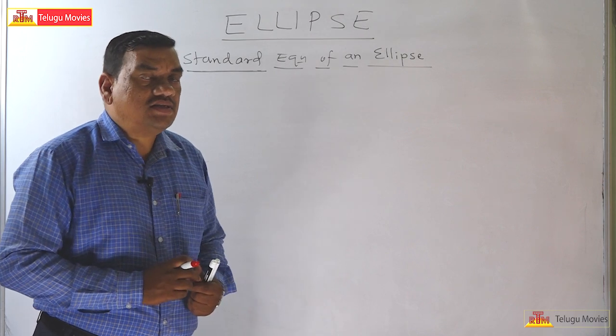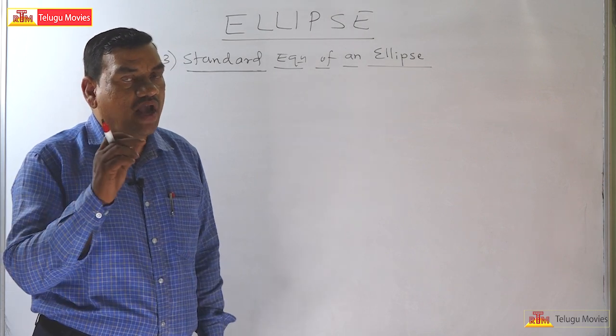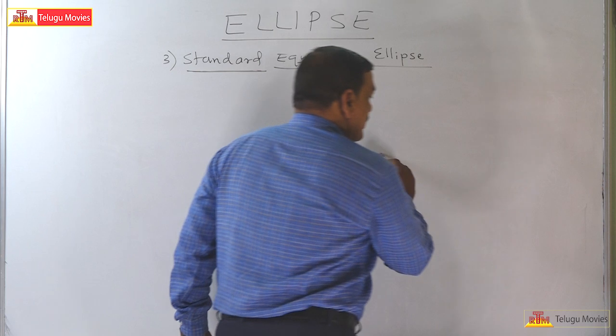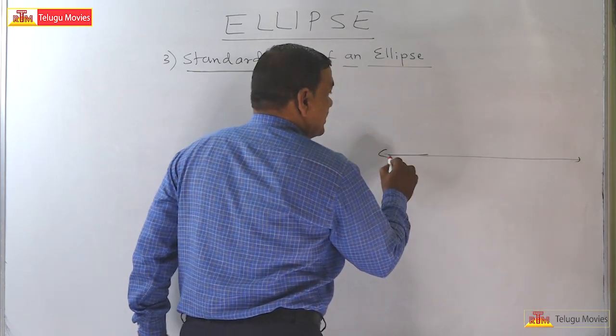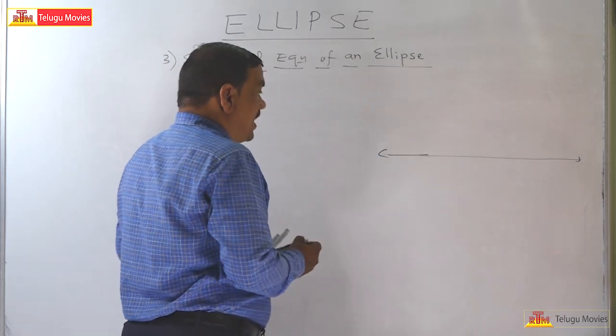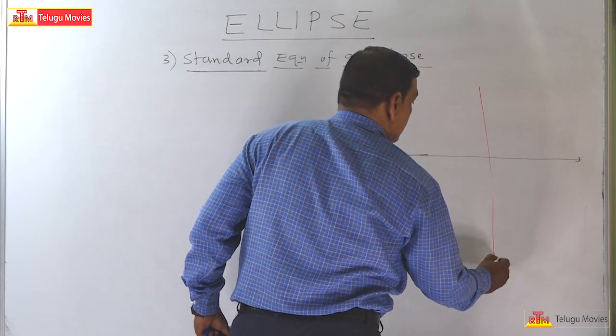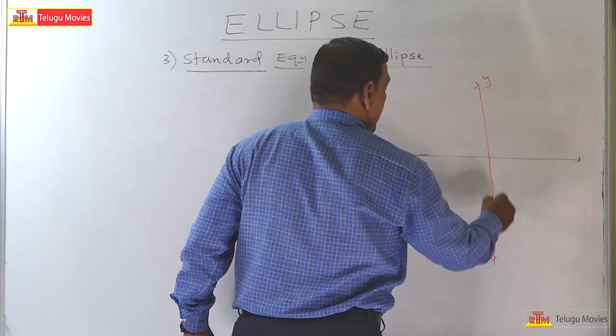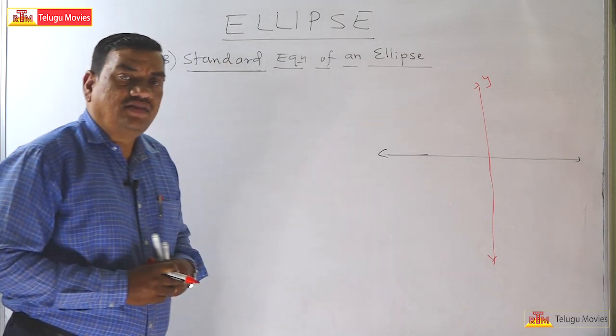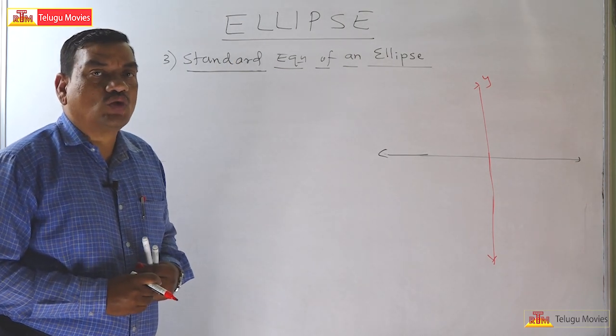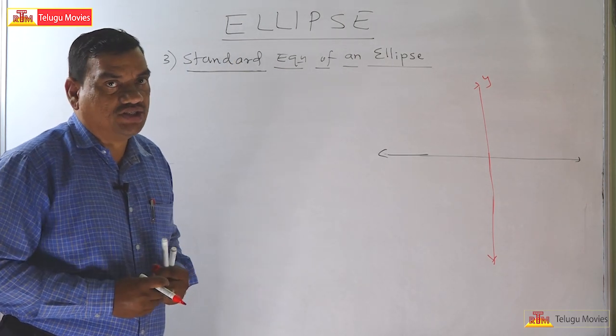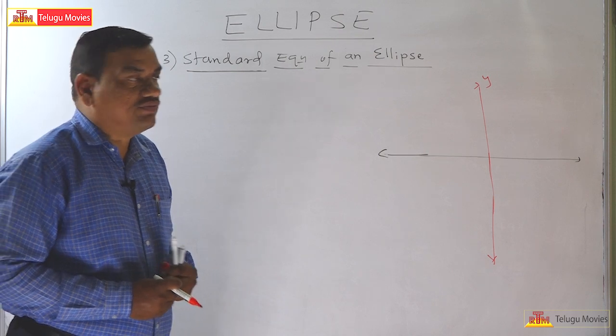Let us see the standard equation of the ellipse. Here is the x-axis, and this is the y-axis. Let us take the center of the ellipse coinciding with the origin.